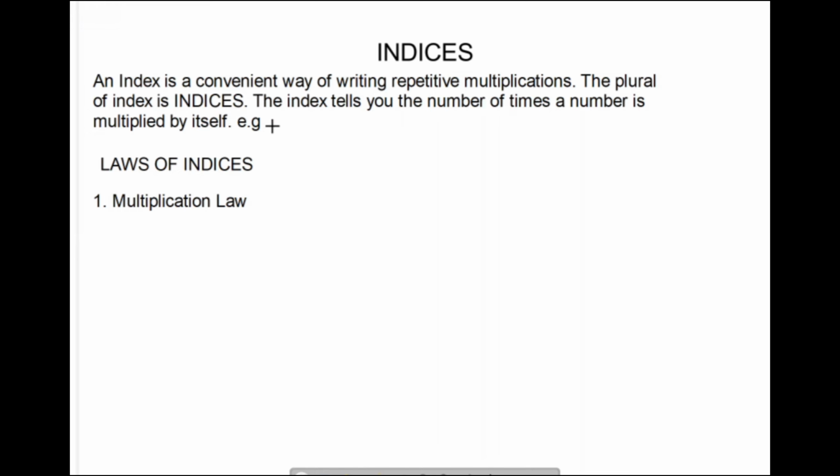So here, for example, if I say m to the power of 4, what I'm saying is that I multiply m 4 times: m multiplied by m, multiplied by m, multiplied by m. So you see m is multiplying itself 4 times. That's the meaning of m raised to the power of 4. So m here is called the base.